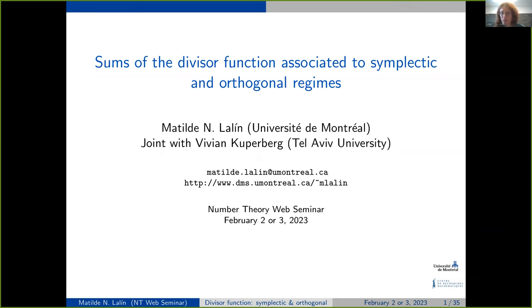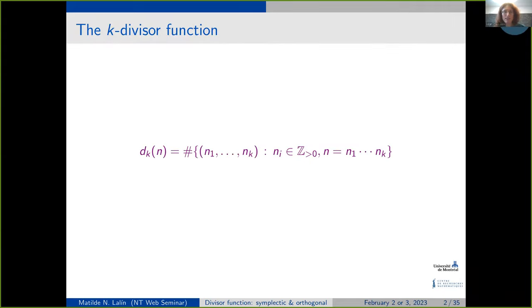Although when I finished preparing my slides, I realized that the first half is really introducing the topic. Okay, so the object of the study today is the k divisor function, which is defined as d_k(n), n a positive integer, is the number of ways of writing n as a product of k factors.